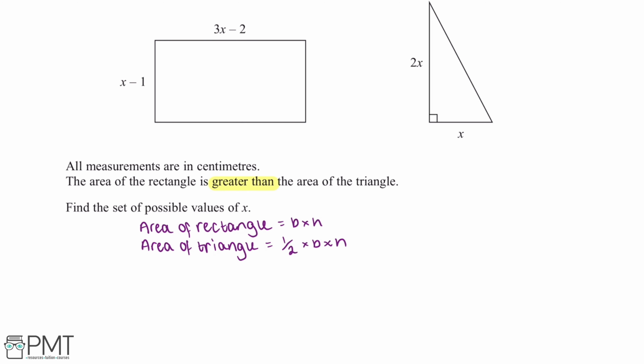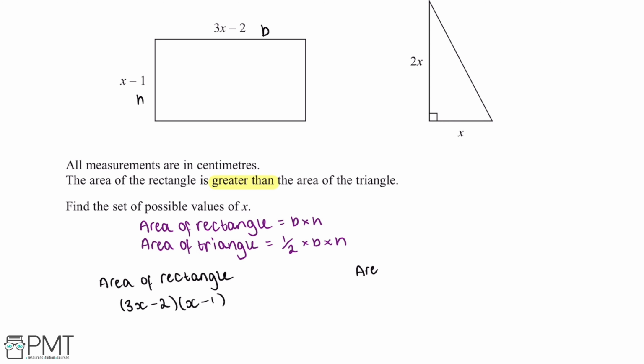So what we can start this question off by doing is working out what the area of the rectangle and the area of the triangle is. So if we start off with the rectangle, the formula is our base multiplied by our height. The length of our base is 3x minus 2 and the length of our height is x minus 1. So we can substitute these values into this formula, and this means that the area of our rectangle will be 3x minus 2 multiplied by x minus 1.